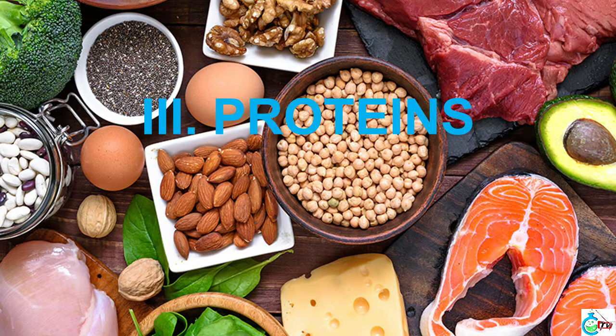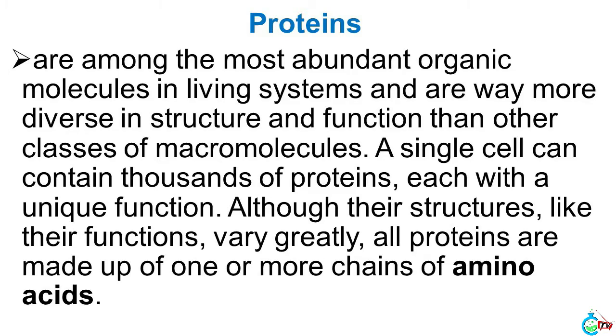3. Proteins. Proteins are among the most abundant organic molecules in living systems and are far more diverse in structure and function than other classes of macromolecules. A single cell can contain thousands of proteins, each with a unique function.